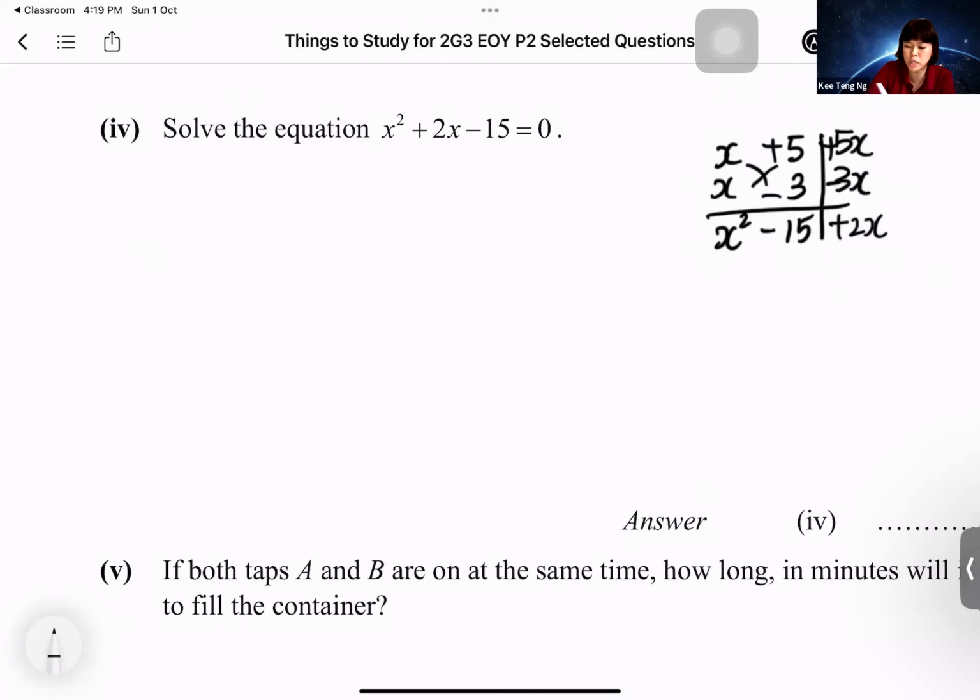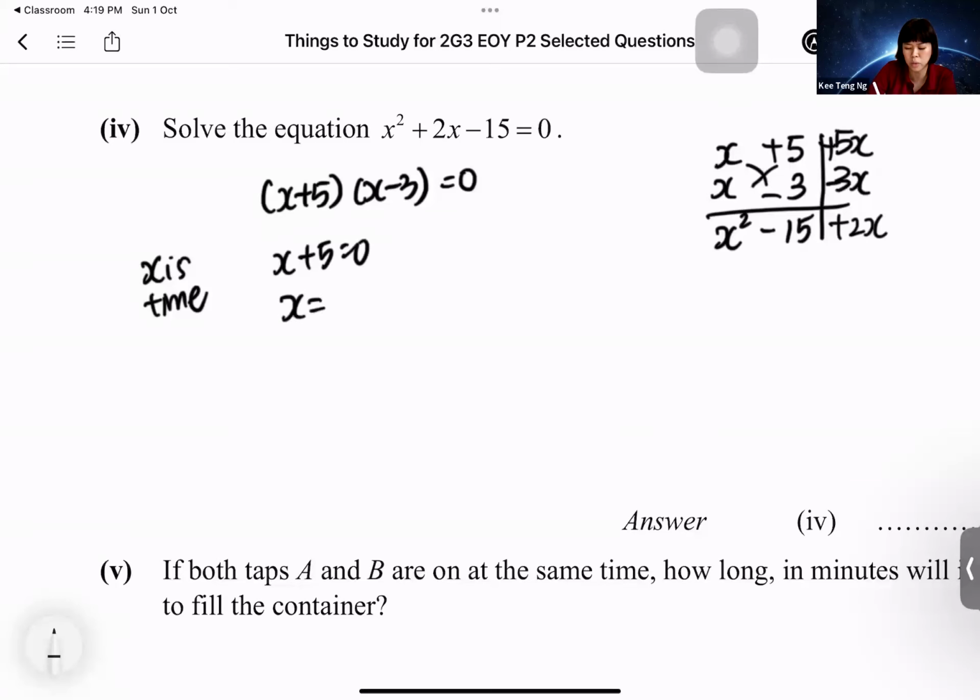Okay, always check your sign. So x plus 5, x minus 3. Bear in mind, x is a kind of time. So you get x plus 5 equals 0, x will be equal to -5. Or x minus 3 equals 0, x will be equal to 3.